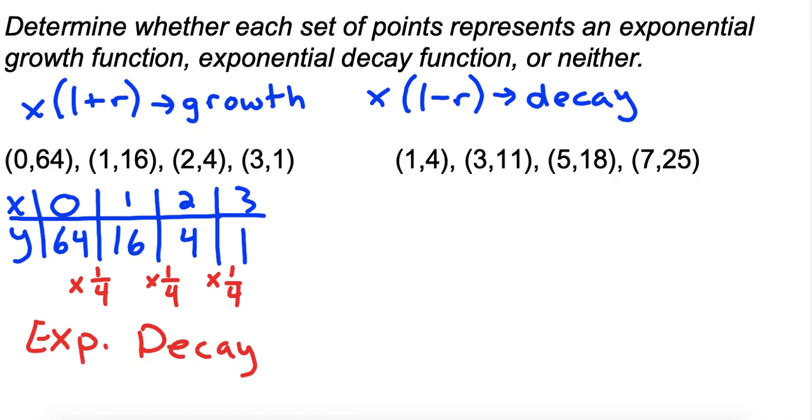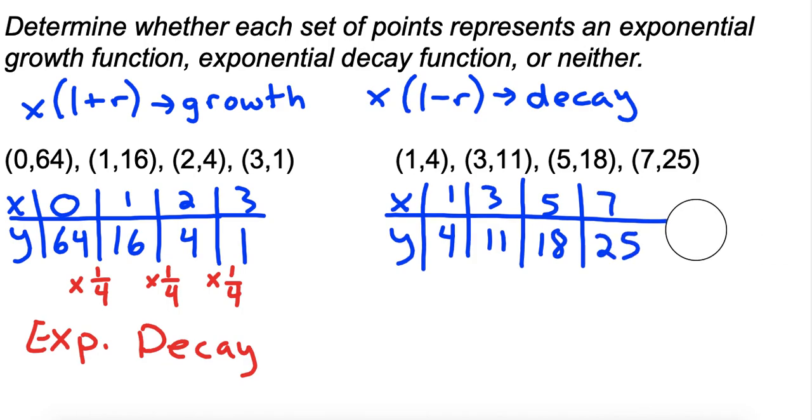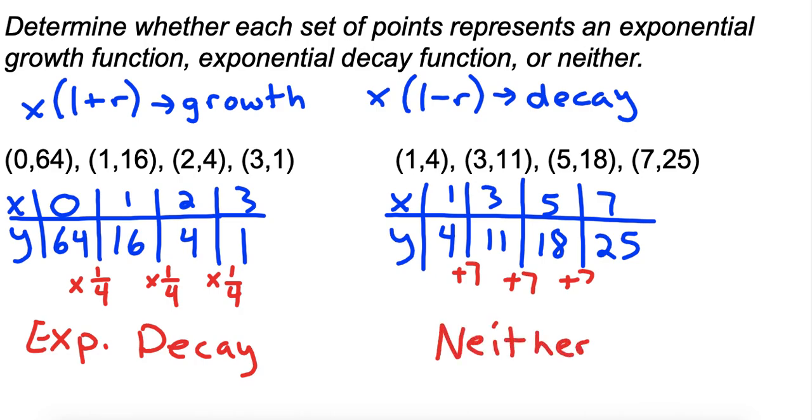Okay, let's look at this next one. Same kind of thing. I'm going to make my little table, put my X's and Y's into it. And this time my X's aren't going up by 1, but they are all going up by 2, so that's still consistent, so we can still look at the Y part. And it doesn't look like we're multiplying anything, but we are adding 7 every time. Since we're not multiplying by something, we can just put neither. It has some kind of relationship, but it's not exponential growth or decay. Okay, why don't you try these two, see how you do, and then come back and check them.